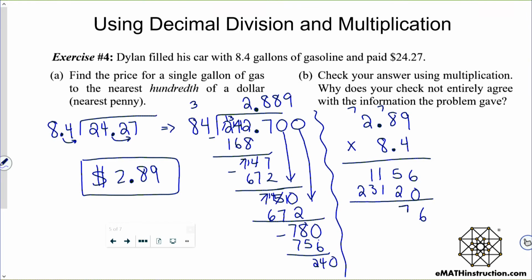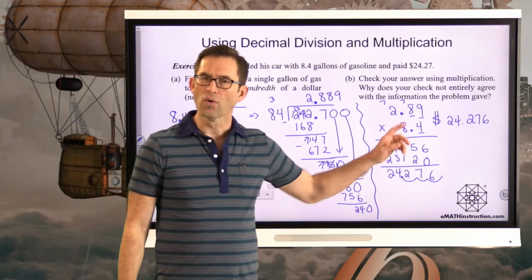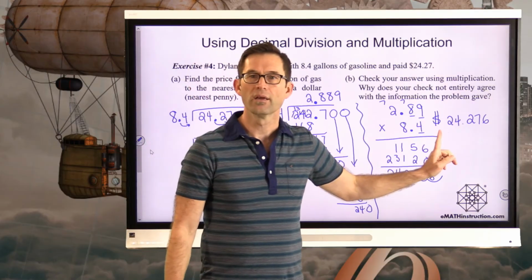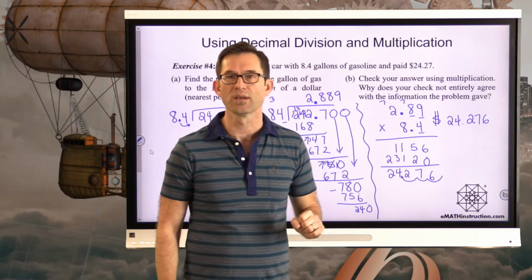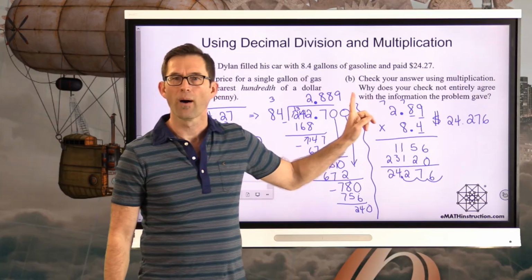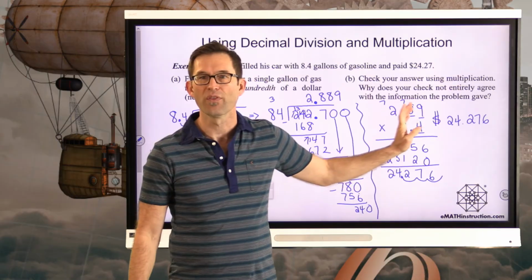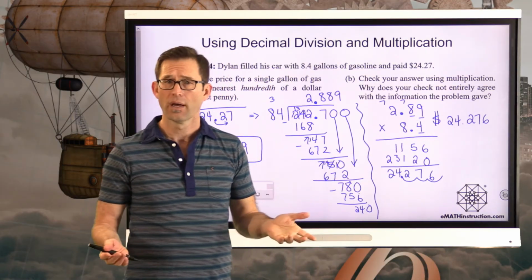Add 6, 7, 2, 4, 2. I've got 1, 2, 3, 1, 2, 3, and I get 24.276. Now, that's pretty close, but we kind of expected 24.27, and we got 24.276. So that's that second part of the problem. Why does your check not entirely agree with the information the problem gave? Any thoughts on that?